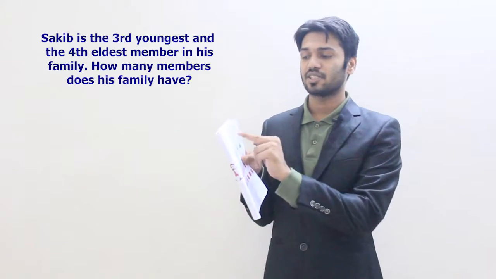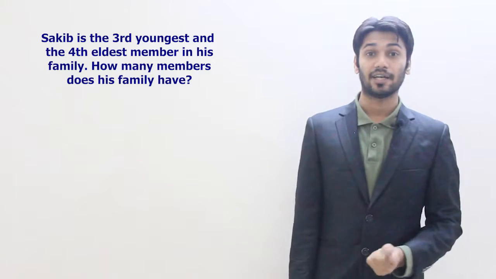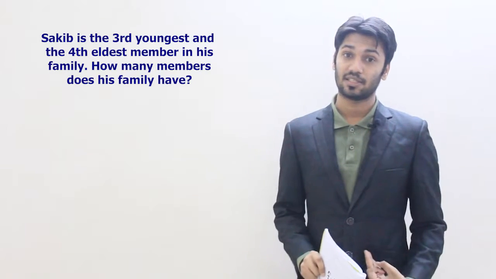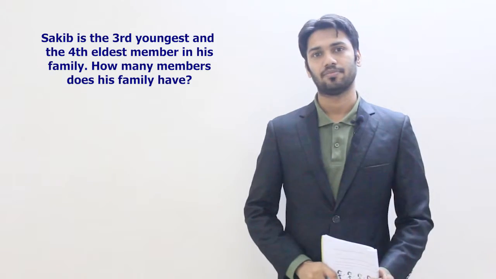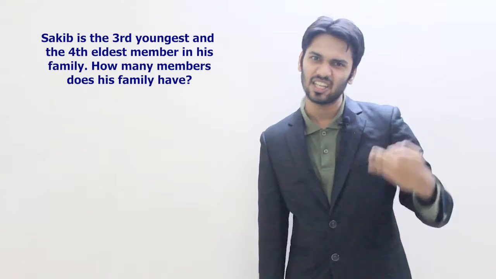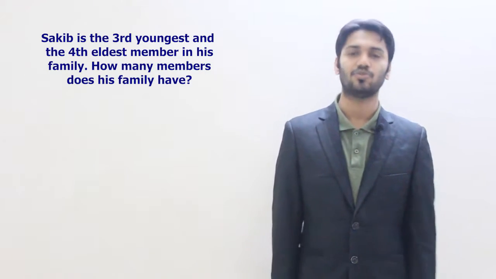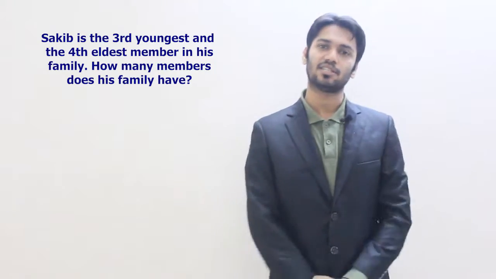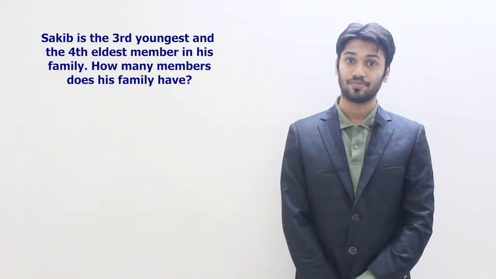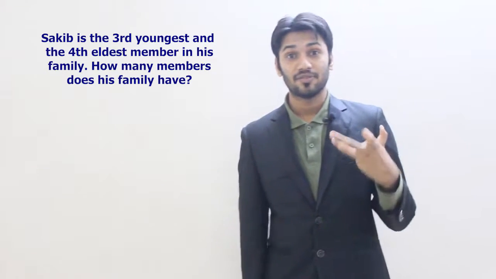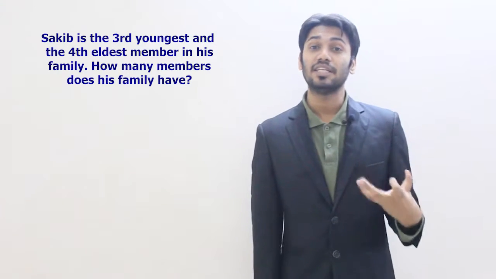Okay? Next one. Saqib is the 3rd youngest and 4th eldest member of his family. That means if we are counting from the youngest, he is the 3rd one. If we are counting from the eldest, he is the 4th one. So how many family members has he got?